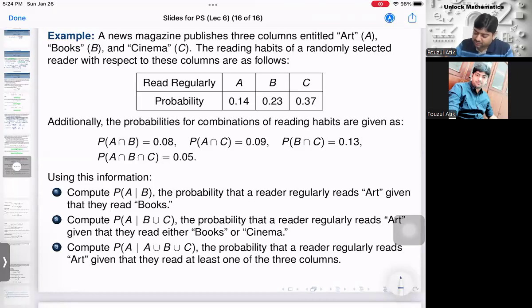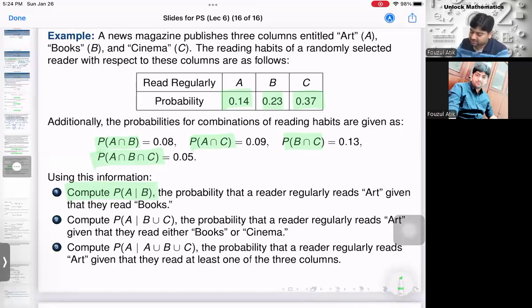So everything is given. What is the probability of the event A? What is the probability of the event B? What is the probability of the event C? The probability of the event A intersection B, the probability of the event A, B, C, everything is given. You have to compute P of A given B, which is the conditional probability that the reader regularly reads A given that they read Books.